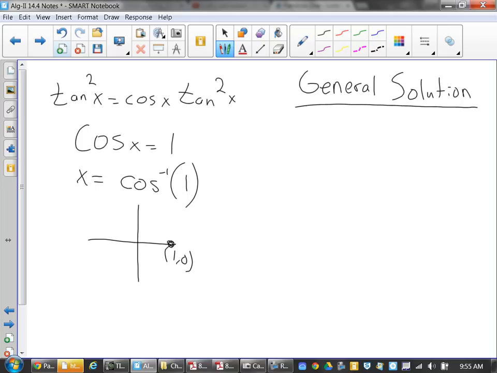Zero. Is there any other value that has a cosine of 1? No. So your answer here is 0. Now, is that 0 degrees or 0 radians? It's both. Okay. Now, what a general solution means is how much pi does it take to get back to it? 2 pi.